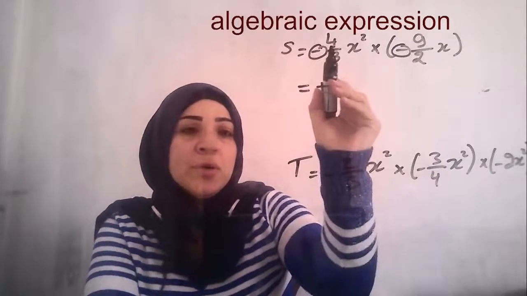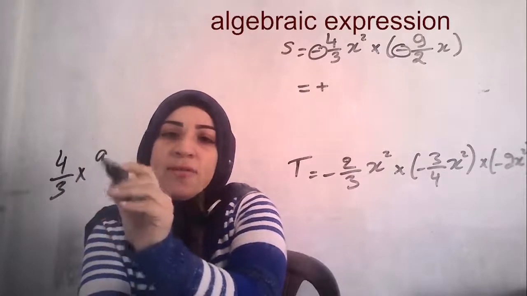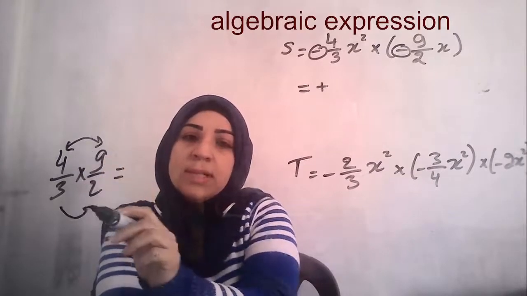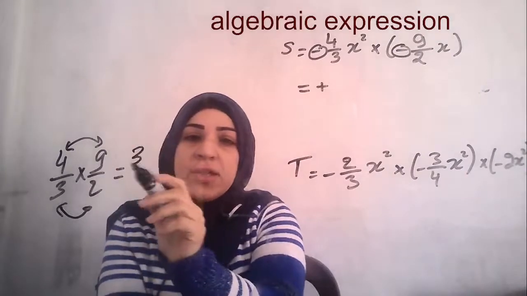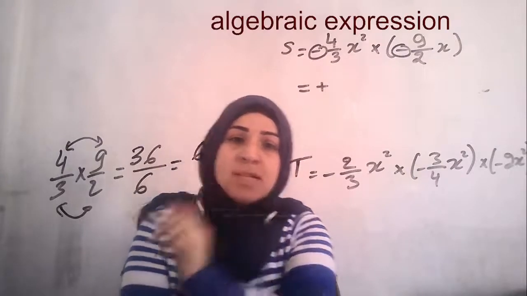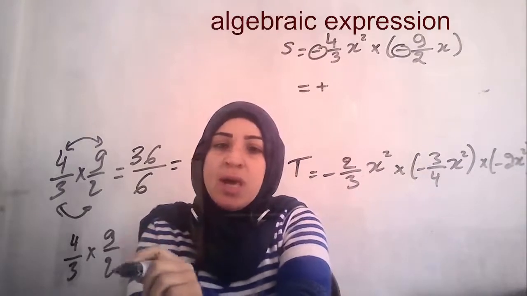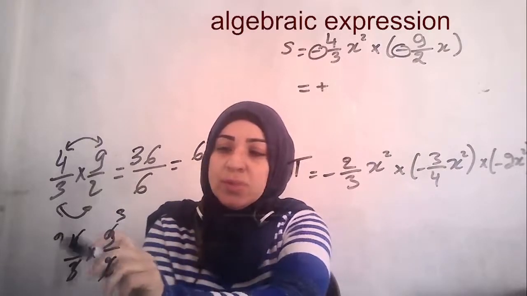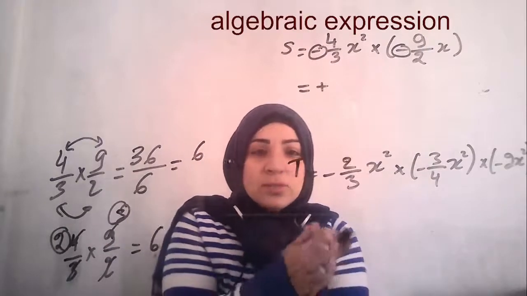Now, what about 4 over 3 times 9 over 2? While multiplying fractions, I have to multiply the numerators by each other and the denominators by each other, right? Or I can simplify first, we will see it. 4 times 9 is 36, and 3 times 2 is 6. So the result will be 6. Or I can simplify first. If I have 4 over 3 times 9 over 2, 9 divided by 3 is 3, and 4 divided by 2 is 2. Now I have 2 times 3 is 6. Or simply you can use your calculator to check the answer.